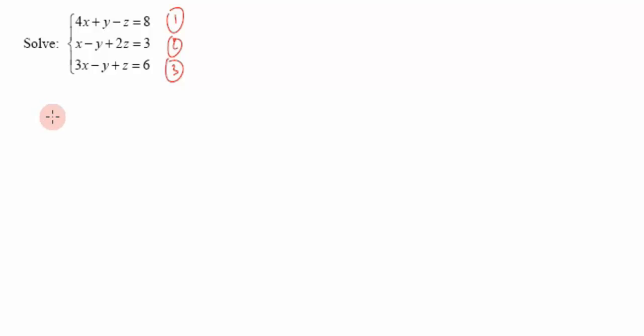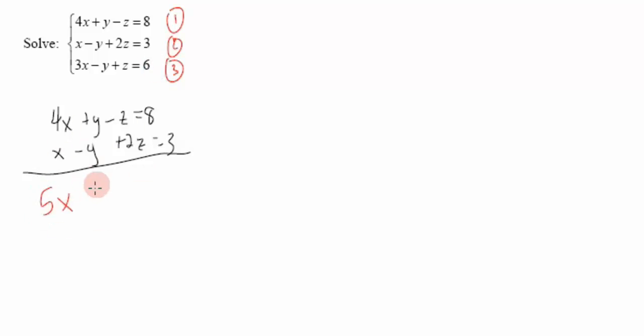So here we go, let's stay organized. 4x plus y minus z equals 8. x minus y plus 2z equals 3. And to eliminate the y's, I can just add them together. So here I get 5x, 0, plus z equals 11. All right, there's my new equation.